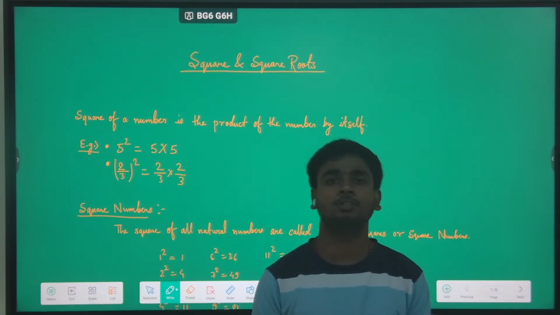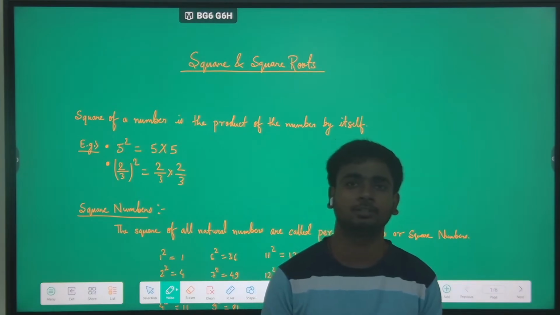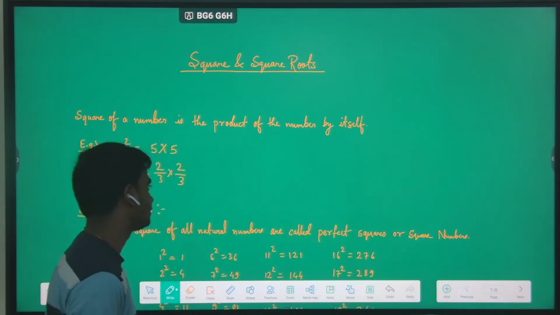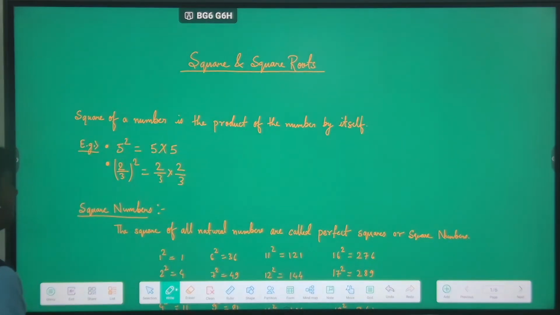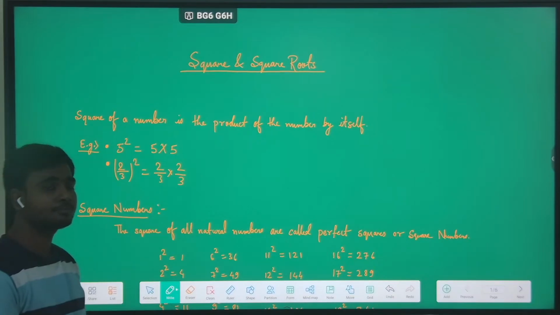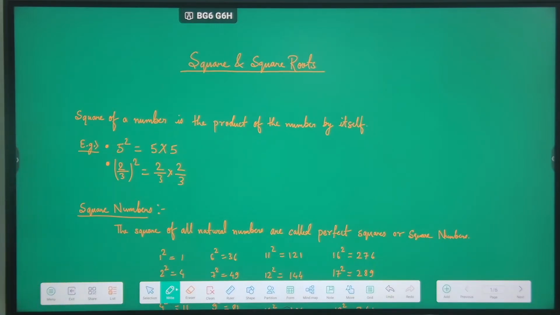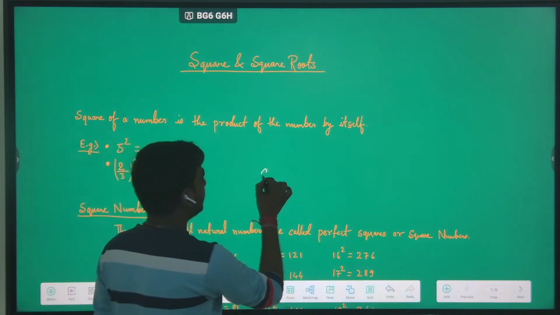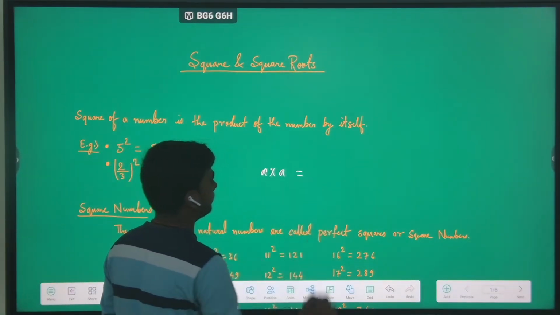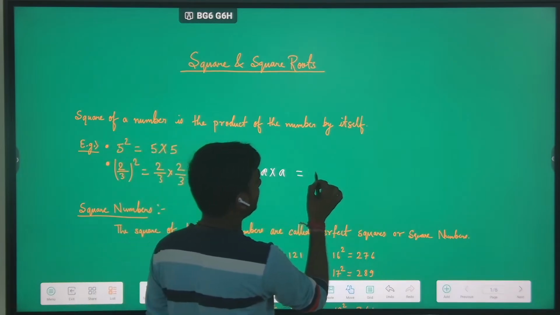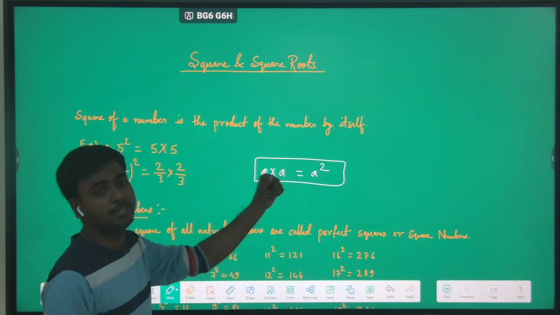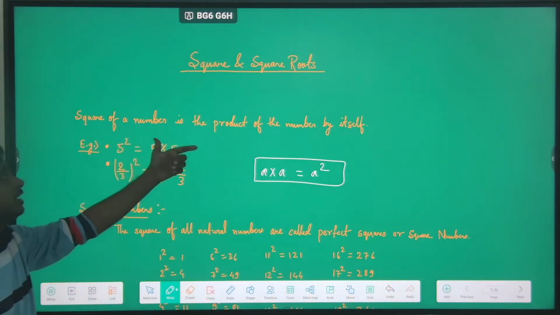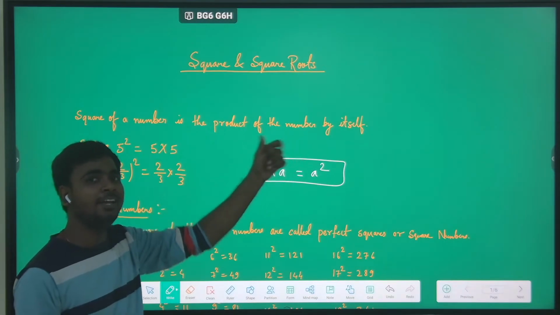Today we will learn about squares and square roots for class 8. Okay, let's start. What is the square of a number? What do you mean by the square of a number? The square of a number is a number multiplied with itself. So when a number a is multiplied with itself, it gives a square. That is the square of a number a. So the square of a number is the product of the number by itself.